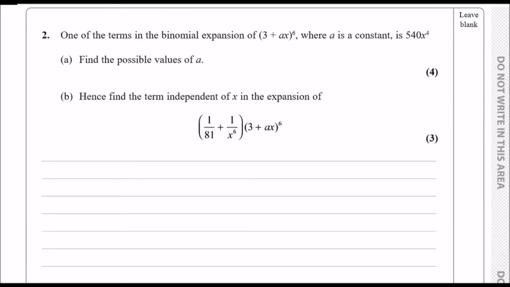Okay, question 2. One of the terms in the binomial expansion of (3 plus ax) all to the power 6, where a is a constant, is 540x to the power 4. Find the possible values of a. Now, for this question, and interestingly for all the binomial expansion questions, the best thing you always want to do is try and expand this as much as you can until you get to x to the power 4. Because the main idea is to equate this to some term over here.